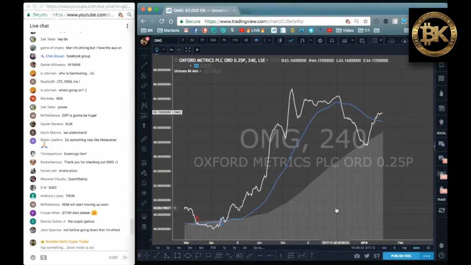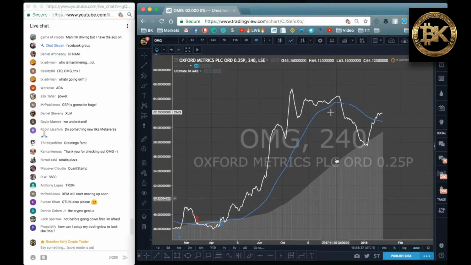All right, so again, this is the method we use. It's called the boss method. We just use 3 simple moving averages. The white is a 7-day moving average, the blue is a 77, and the columns are a 271.